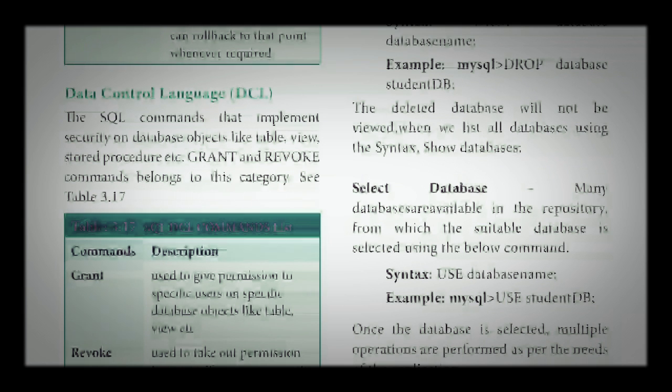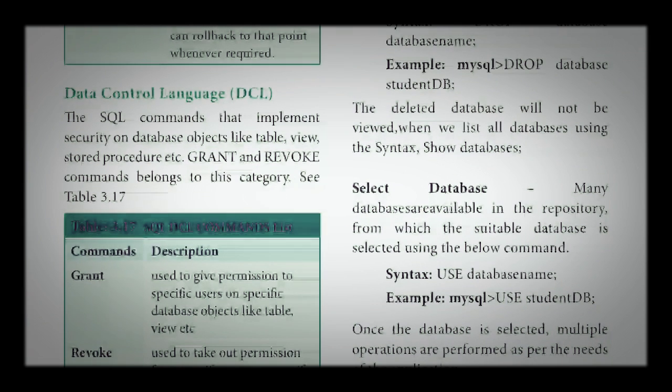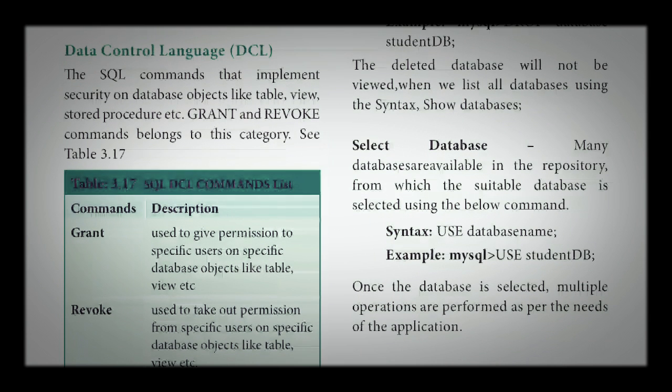So these are all the different commands, queries which are used to retrieve data from the SQL database. Here you can see that in data control language there are two commands: grant and revoke. Grant means giving permission to the specific user for accessing different data.